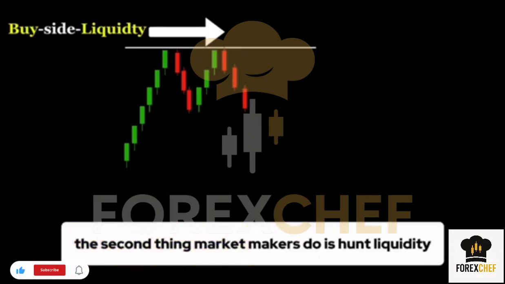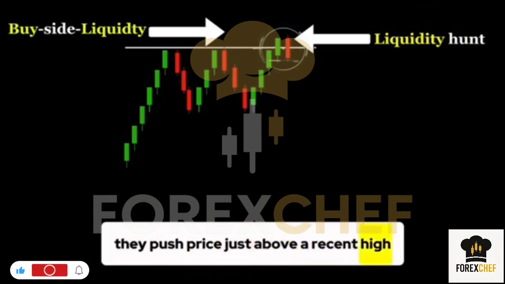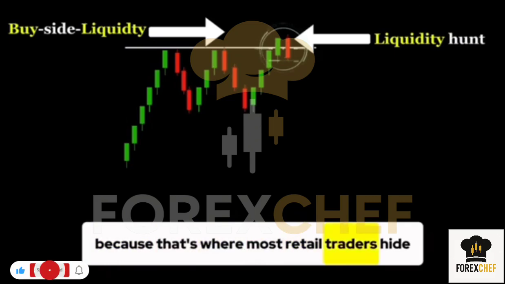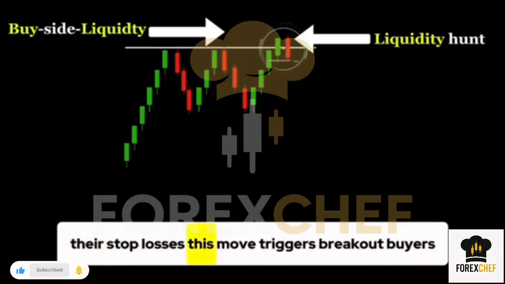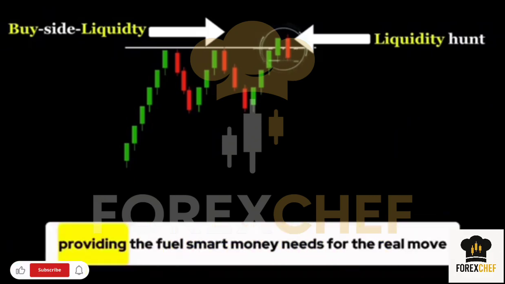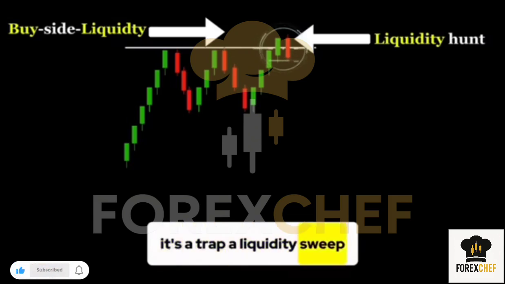The second thing market makers do is hunt liquidity. They push price just above a recent high or just below a recent low. Why? Because that's where most retail traders hide their stop losses. This move triggers breakout buyers and squeezes out early sellers, providing the fuel smart money needs for the real move. But it's not the real move yet. It's a trap, a liquidity sweep.